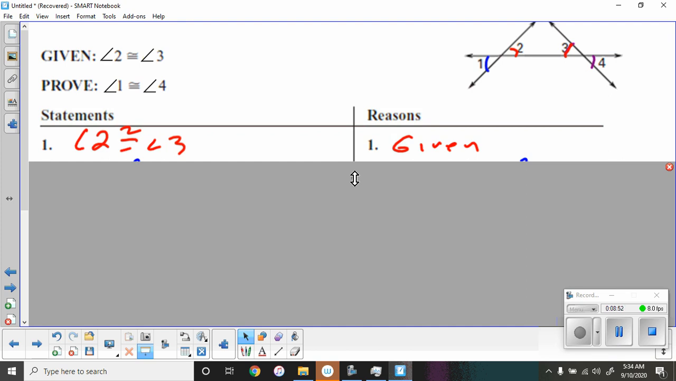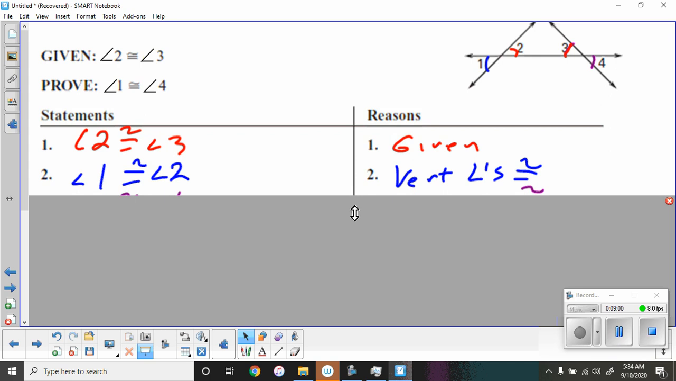Then we've got to start making connections. So we're going to make a connection between 1 and 2. What kind of angles are 1 and 2? Angle 1 is congruent to angle 2 because they are vertical angles. That says vertical angles are congruent. And in the first step, we need to start marking stuff on our picture. So angle 2 is congruent to angle 3. That's why it's in red. And then when angle 1 is congruent to angle 2, you use the same mark. Since 2 is already marked, you mark angle 1 in the same way with just one mark. And it's blue because that's the statement there.